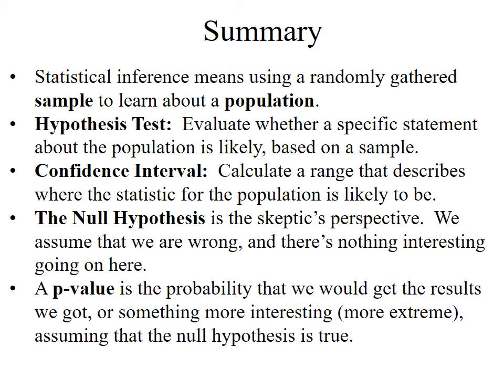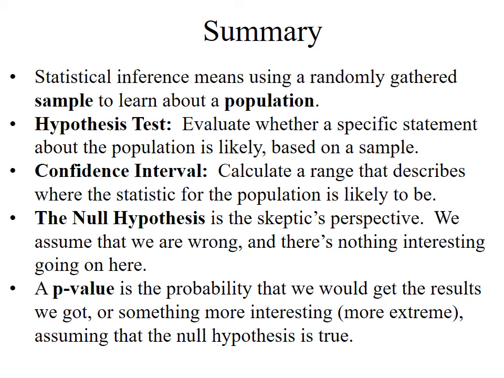All right, so here's a summary. We've learned a lot. Wow, this is huge. Statistical inference is the process where we use a randomly gathered sample to learn about a population. And the important limitation on this is that it has to be randomly gathered. If it's not randomly gathered, well, then everything goes out the window.